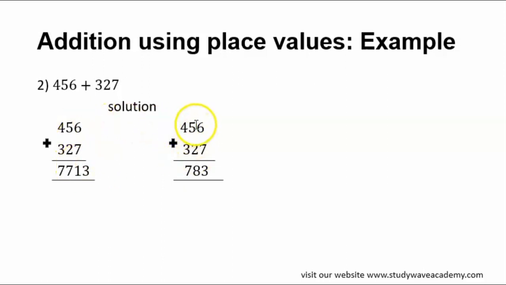We don't write 7 because we carried 1 over here, right? We carried 1 from 6 plus 7, which gave us 13. We carry the 1 over to the next column, which is 5 plus 2. And when 5 plus 2 gives us 7, we add the 1 we carried over. When we add 1 to 7, it's going to give us 8, right? Then 4 plus 3 is going to give us 7. So this is the correct answer, 783, and not 7,713. This is bad. This is correct. So 456 plus 327 is going to give us 783. Okay, did we get that?